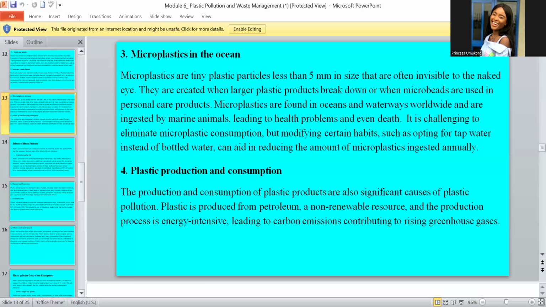Plastic production and consumption, number four. The production and consumption of plastic products are also significant causes of plastic pollution. Plastic is produced from petroleum, a non-renewable resource, and the production process is energy intensive, leading to carbon emissions and contributing to rising greenhouse gases.